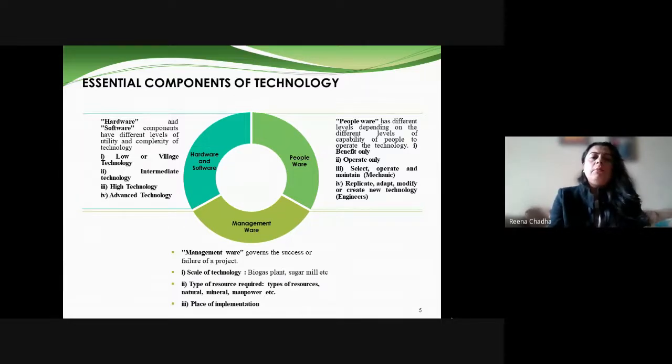So hardware components include components which have different levels of utility and complexity. It can be a low technology or a village level technology. Like in a village, you will be having cycle repair shops, motor repair shops, but you will not be having any cyber cafe or computer repairing shop. So depending upon the kind of people, the kind of manpower which is available for utilizing that technology, we should take the technology.